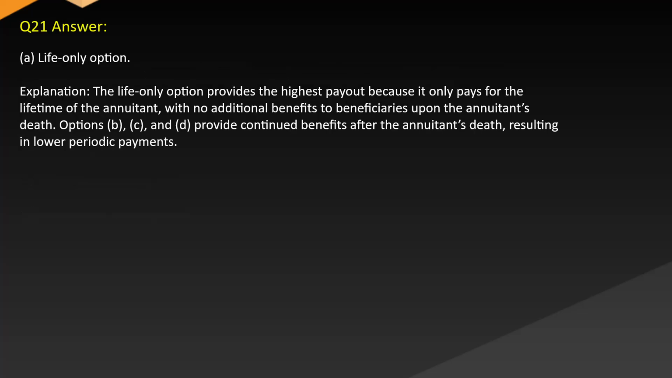Answer: A. Life-only option. Explanation: the life-only option provides the highest payout because it only pays for the lifetime of the annuitant with no additional benefits to beneficiaries upon the annuitant's death. Options B, C, and D provide continued benefits after the annuitant's death, resulting in lower periodic payments.